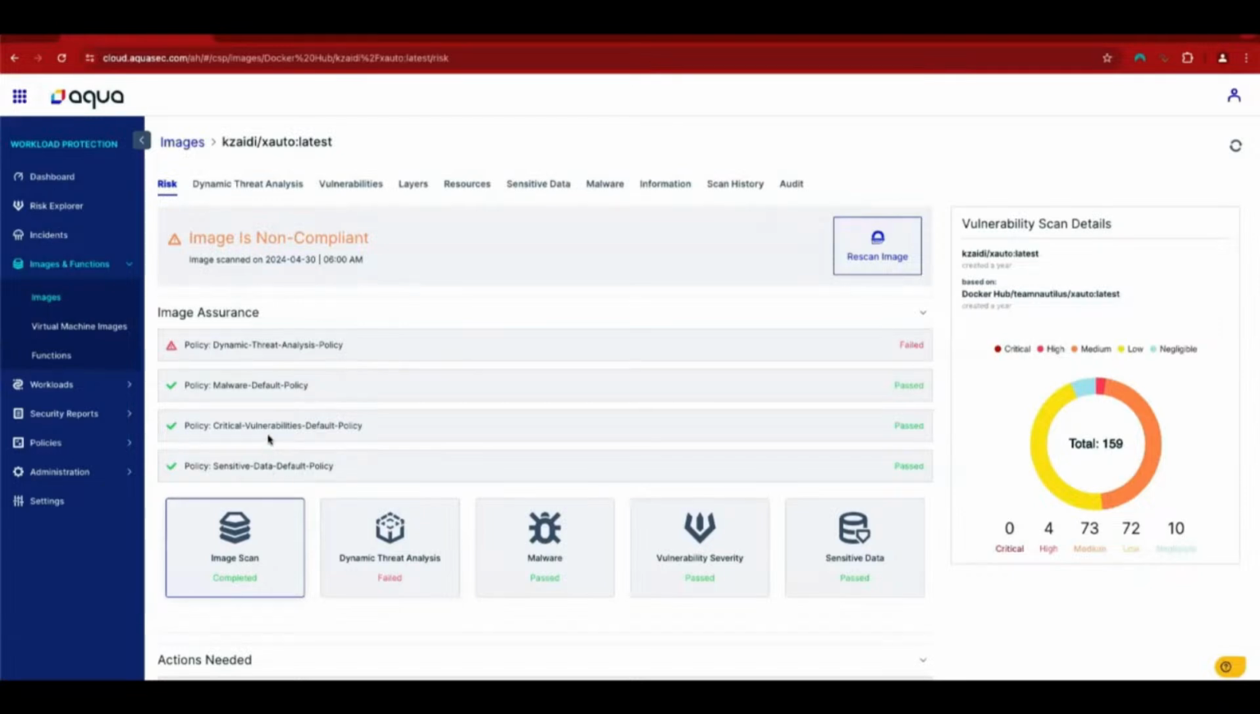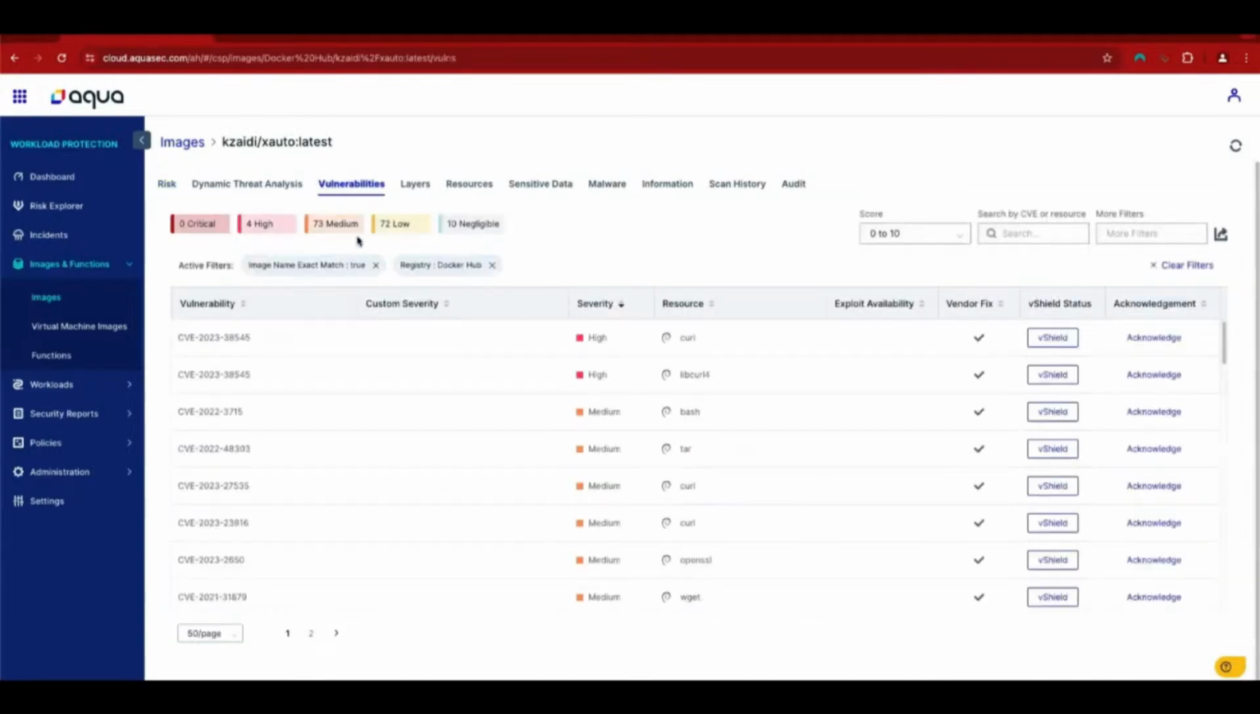So we could check this specific image and say, this is free of critical vulnerabilities, it's free of malware, and it's free of sensitive data. So we are good to go. However, we can see that one specific control, and that is dynamic threat analysis, has failed. Now, let's look at the vulnerabilities first, just to give you a quick example on how we can look into the vulnerabilities and think that this is safe. This is a valid image that we can add our application code into.